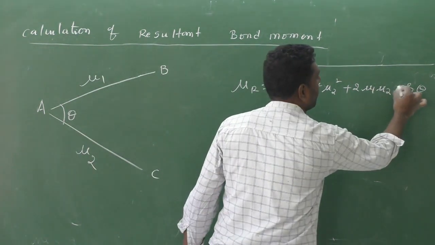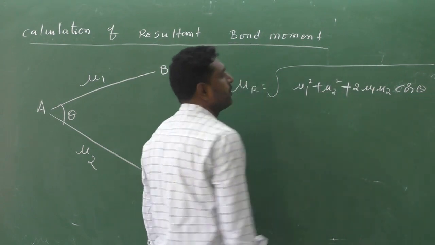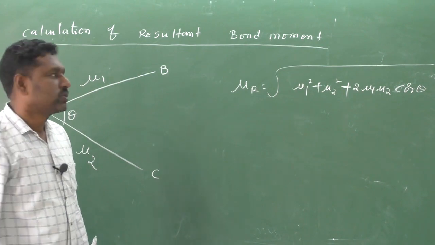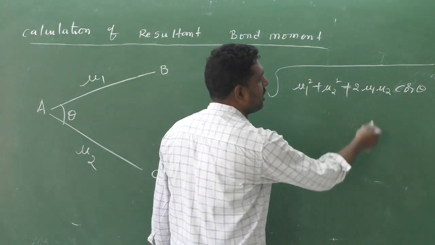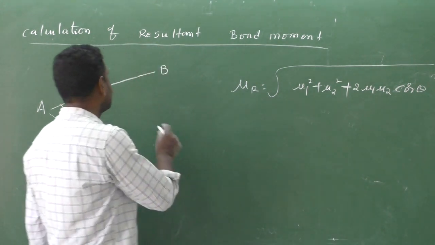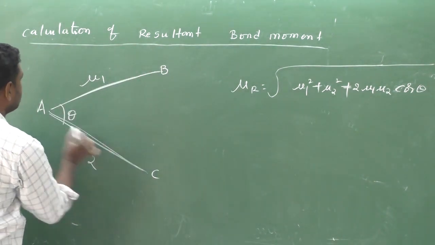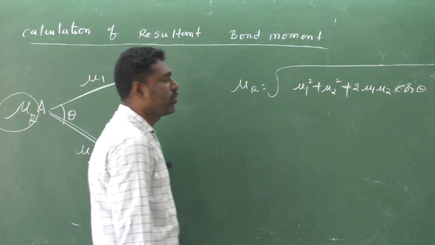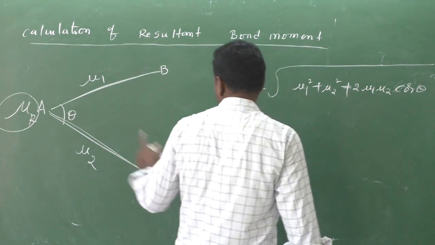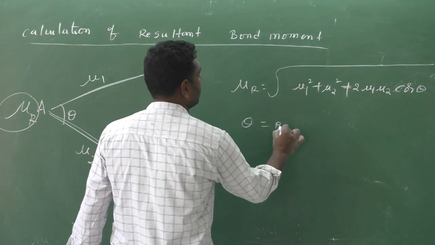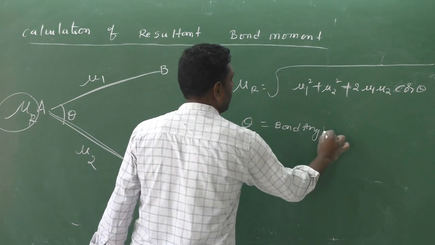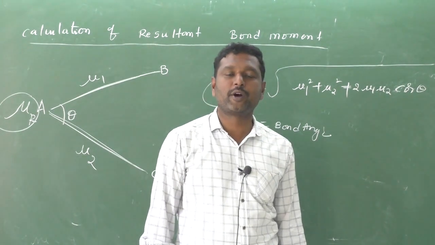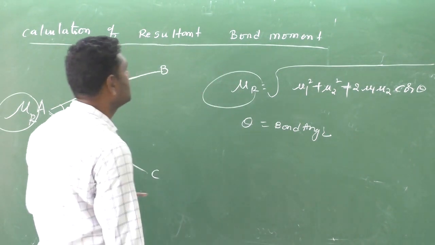Theta equals the bond angle. This is like a square plus b square plus 2ab cos theta, that kind of formula. So in this direction we consider, and in this direction we consider. Therefore mu r is calculated by the square root of mu1 square plus mu2 square plus 2 mu1 mu2 cos theta, where theta is the bond angle. By this we can calculate the resultant bond moment.